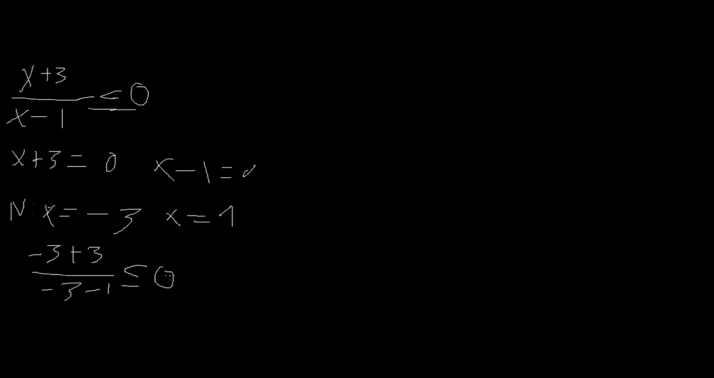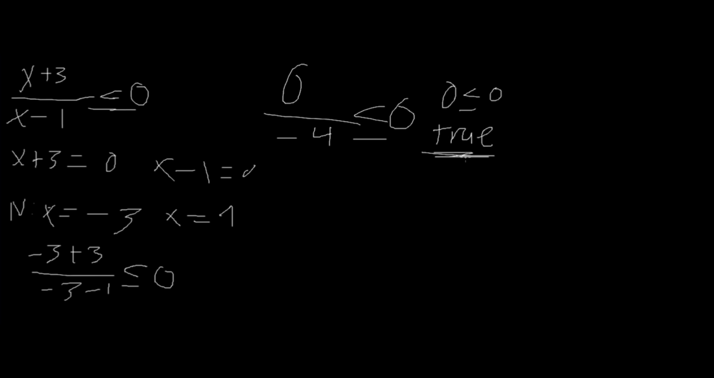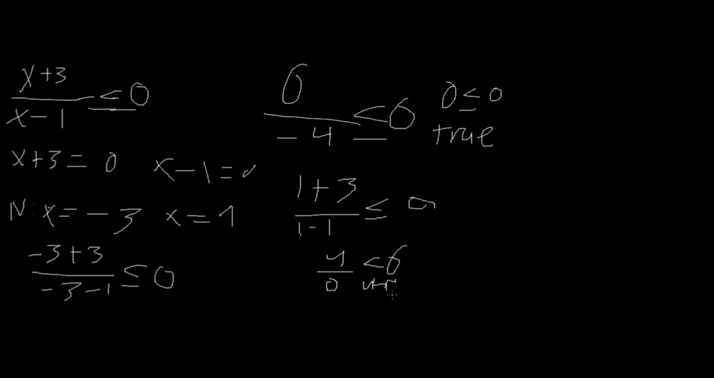Let's evaluate. -3 plus 3 will be 0, and -3 minus 1 will be -4, so 0 over -4 is less than or equal to 0. 0 divided by any number is 0, so this statement is true. Let's test our +1 from our denominator. 1 plus 3 over 1 minus 1 less than or equal to 0, so this is 4 over 0 less than or equal to 0, so this would be undefined or false.